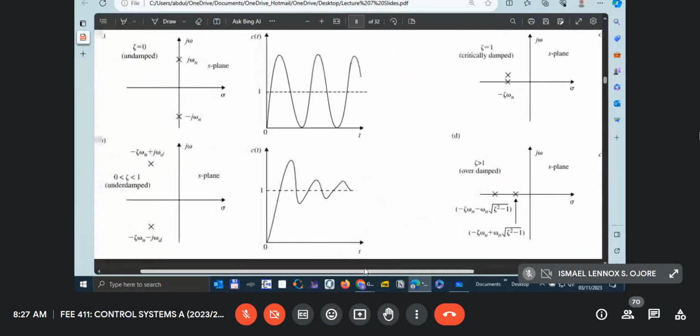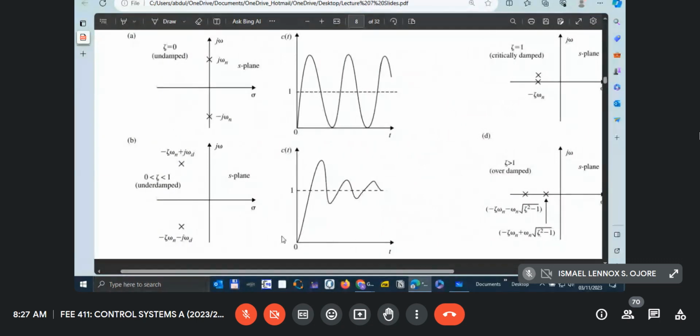But for underdamped, you'll see its response is faster. It's faster, and then we have some oscillation. After that, it goes and follows our input, which is a key thing in an underdamped system.